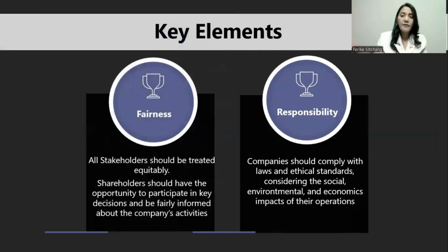The next key element is fairness. All stakeholders should be treated equitably. Shareholders should have the opportunity to participate in key decisions and be fairly informed about the company's activities. And next is responsibility. Companies should comply with all laws and ethical standards, considering the social, environmental, and economic impact of their operation.